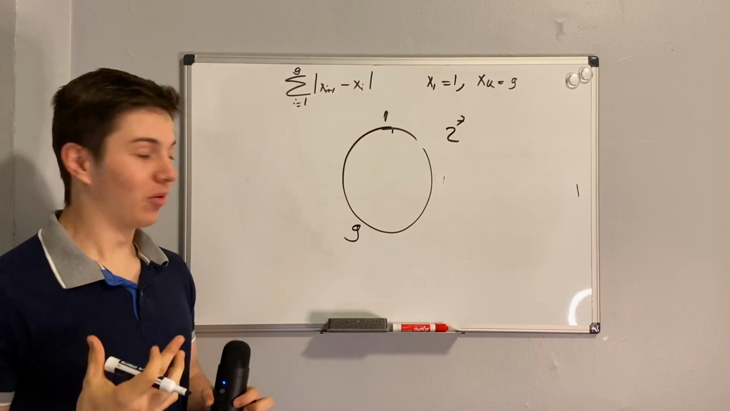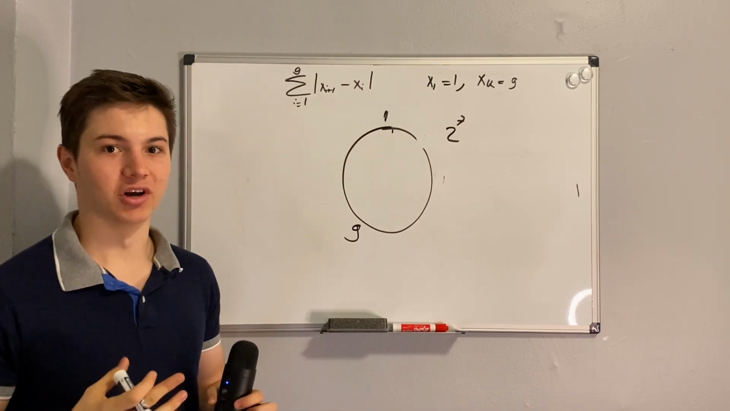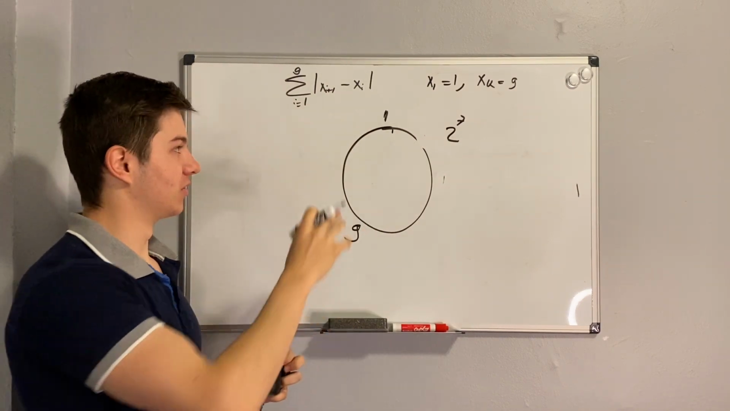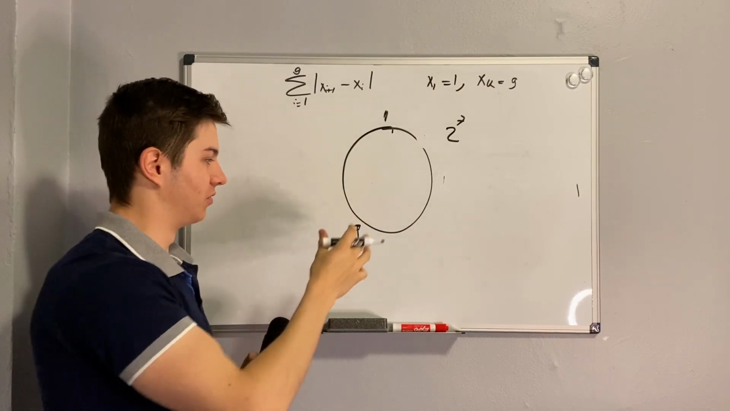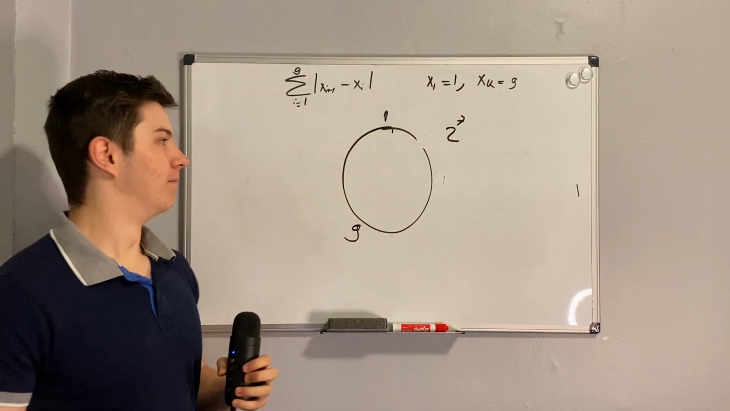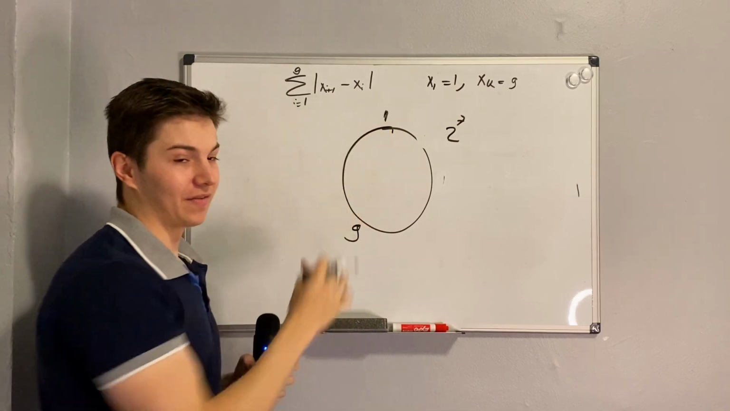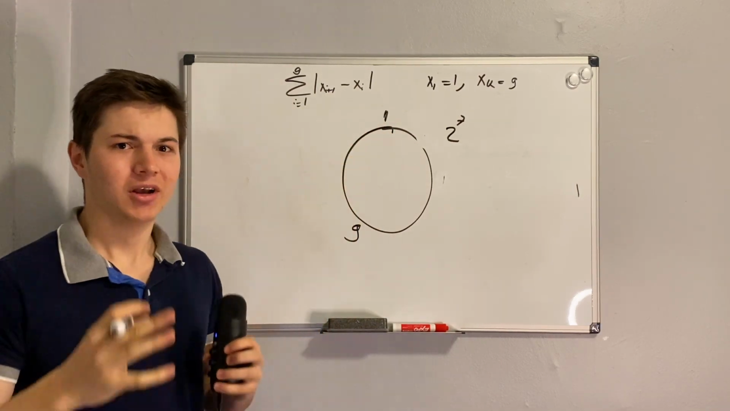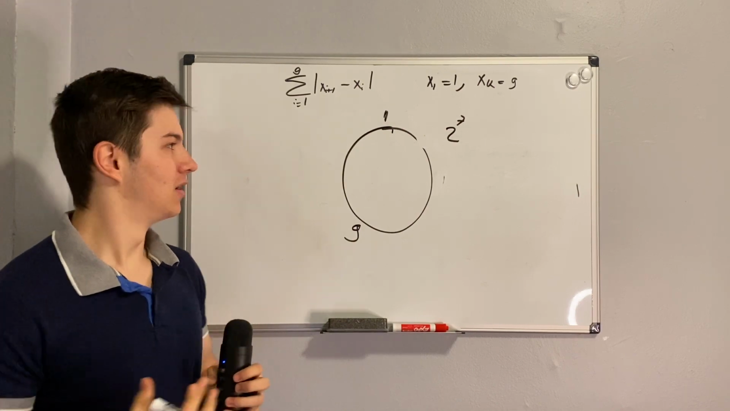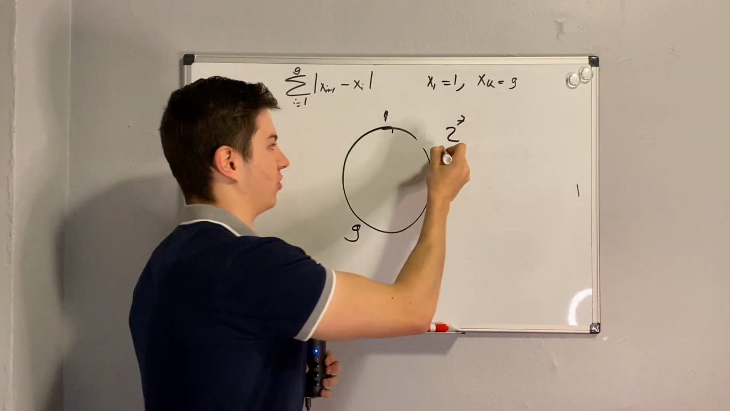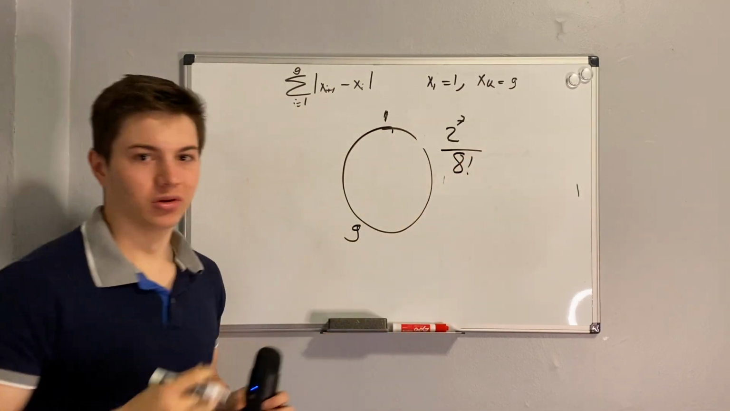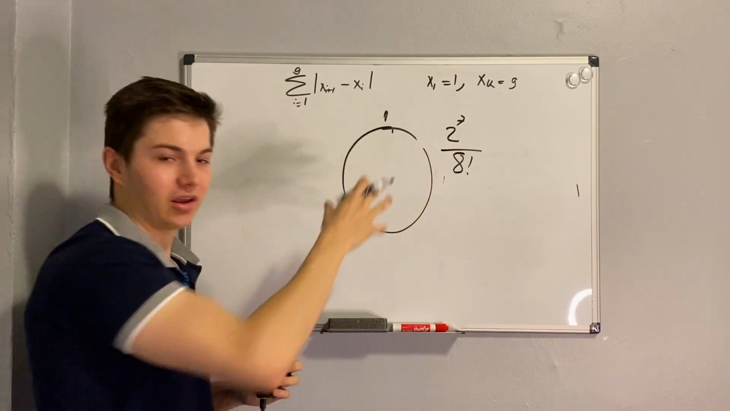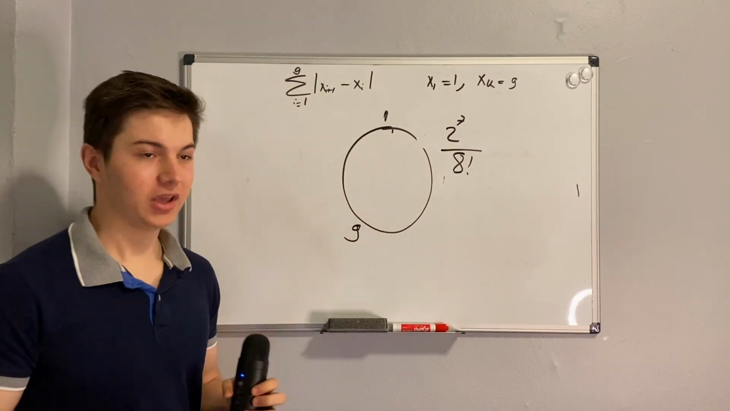And so now we have to figure out how many total arrangements are possible around the circle. You might think that it's 9 factorial since there's 9 numbers and we can put each number wherever. But that's actually not true because the 1 is at the top, and the way we set it up, we always have 1 at the top. So 1 is actually not free, it's fixed. And so the correct answer is 8 factorial. There are 8 factorial total arrangements since we can choose any of the other 8 variables freely except for 1.